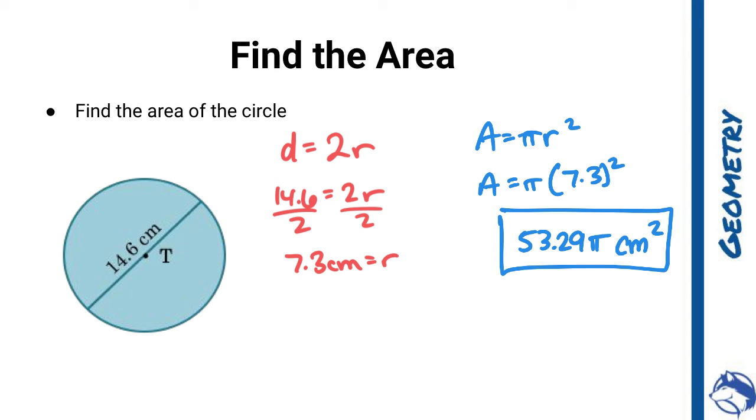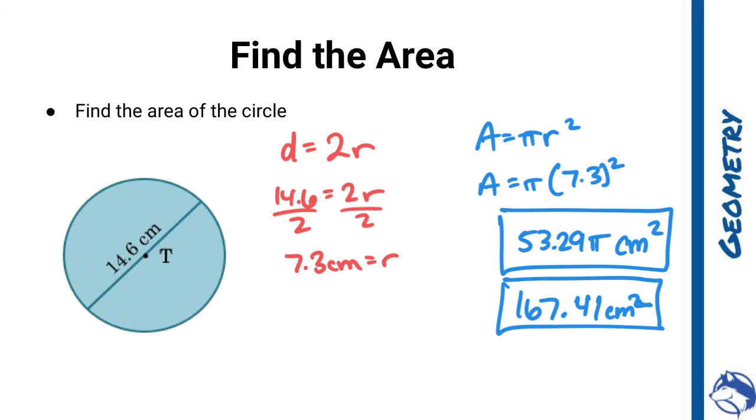So you can either leave it in terms of pi, or you can multiply it by pi for these, but on the test, it might ask you specifically to do just one of them. So both of these are correct answers, but if the directions say leave it in terms of pi, you need to make sure to leave it in terms of pi.